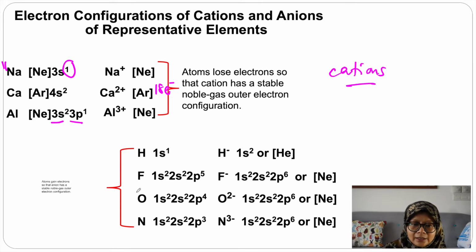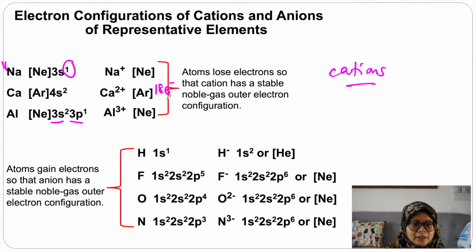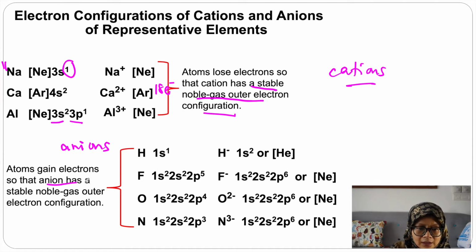Then we have anions. Anions have a tendency to gain electrons so that the anion has a stable noble gas outer electron configuration. So both of these need to form a stable noble gas outer electron configuration, right? For cations, they lose electrons, while for anions, they gain electrons.